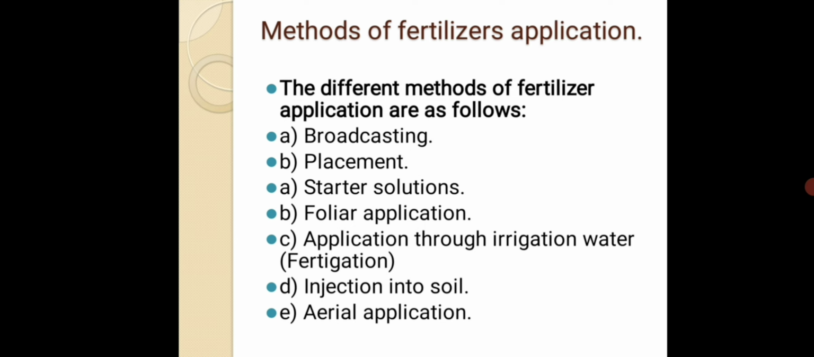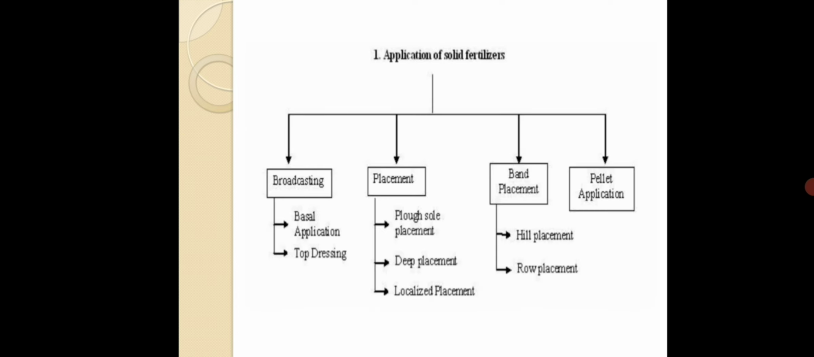There are a lot of methods of fertilizer application. The main method is broadcasting. Next one is placement, placement under the plant. Then foliar application, which is just spraying with sprayers, by dissolving the fertilizer in water. Then injection into the soil. For application of solid fertilizer, there is broadcasting, placement, band placement and the pelleting method.